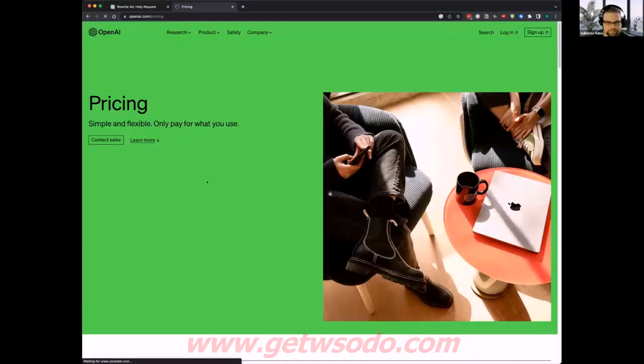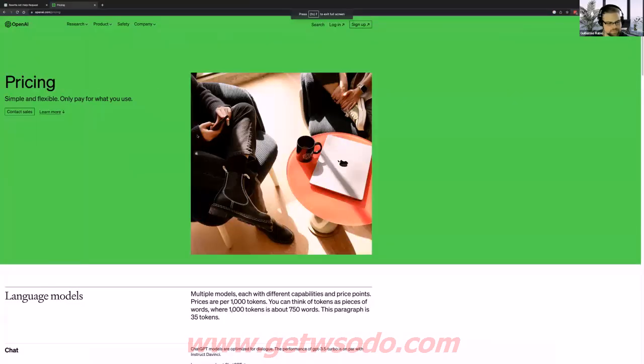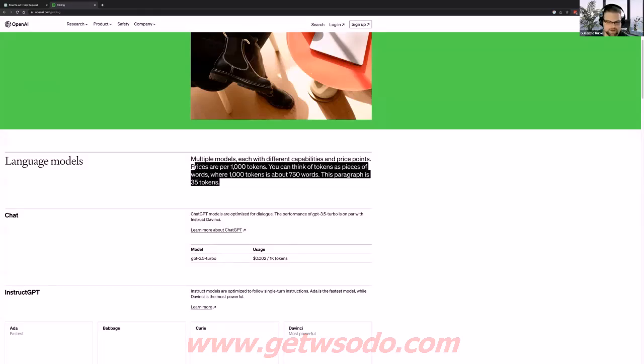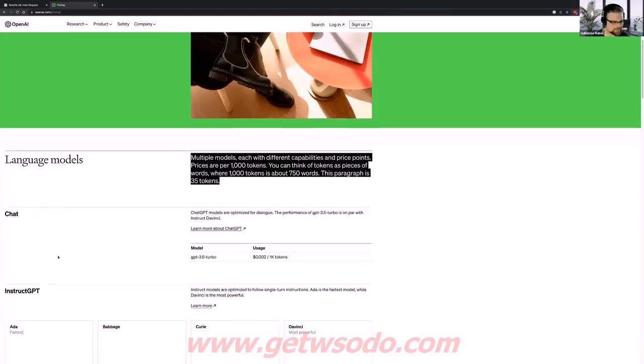So it's part of their pricing. If you're a developer that's going to use their API, it says you can think of tokens as pieces of words, where 1,000 tokens is about 750 words. This paragraph is 35 tokens. So they've obviously just created this thing called tokens, which is however many characters. And in practicality, that works out to about 750 words. So that's probably the best answer I could give you, because they have all their pricing here.